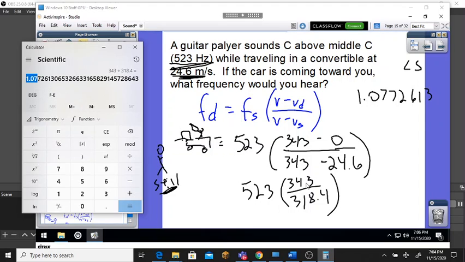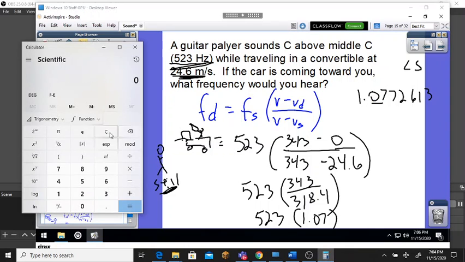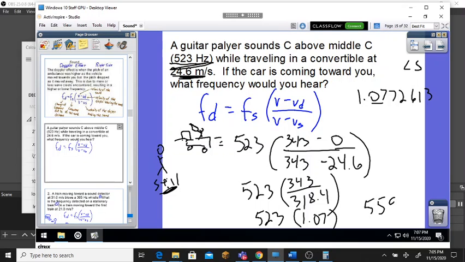I'm just gonna show you something here, but let's do this first. 523. So 1.07. I'm just gonna use up to the first 2 decimal spots. Okay, I'm not even gonna round. So now I'm gonna do 523 times 1.07, and that's gonna give me my new frequency sound, 559. That's going to be my new sound.